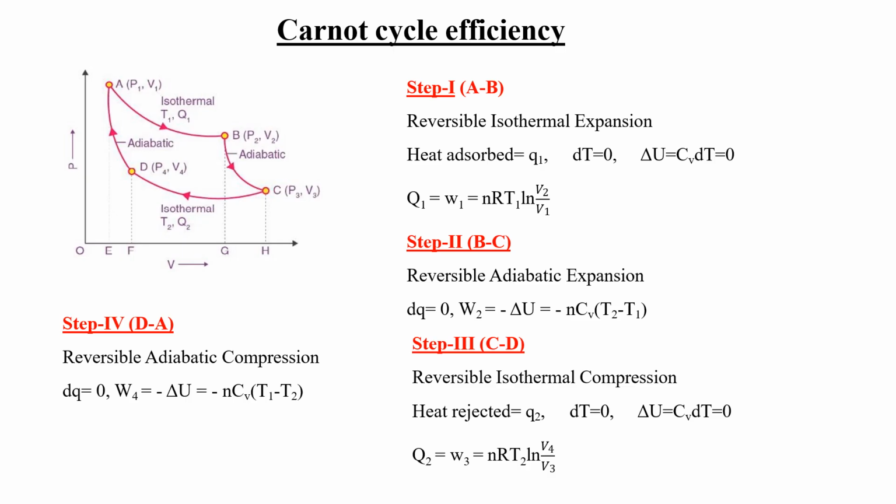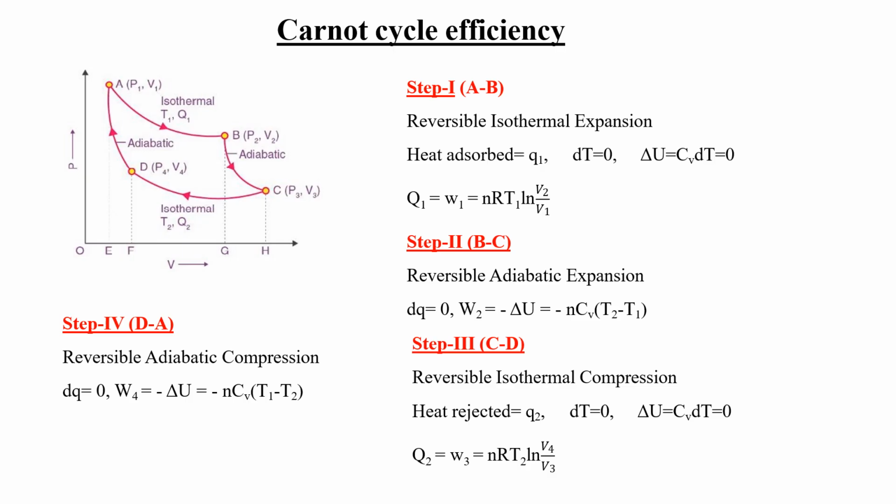Isothermal means the temperature change for this process, from A to B, is 0. So dT is equal to 0, and heat absorbed is Q1. Now delta U, the change in internal energy, is equal to CV dT, and as dT is equal to 0, delta U is equal to 0. So the change in internal energy for reversible isothermal expansion is also 0. From the first law of thermodynamics we can easily write that Q1 is equal to W1, equal to nRT1 ln V2 by V1.